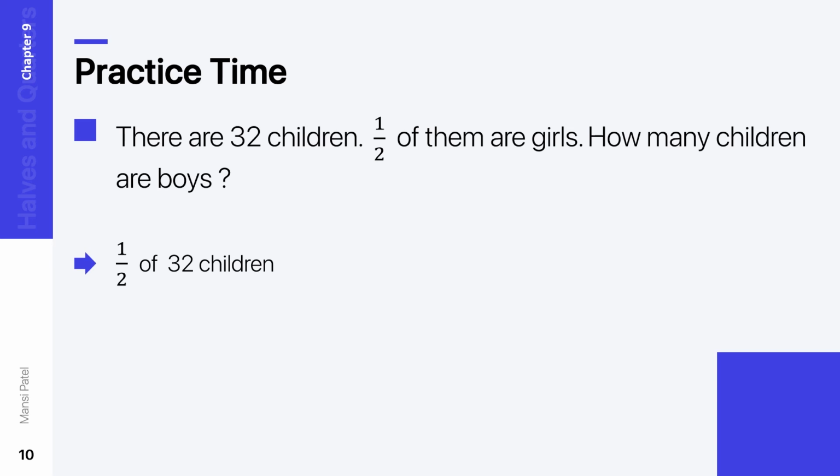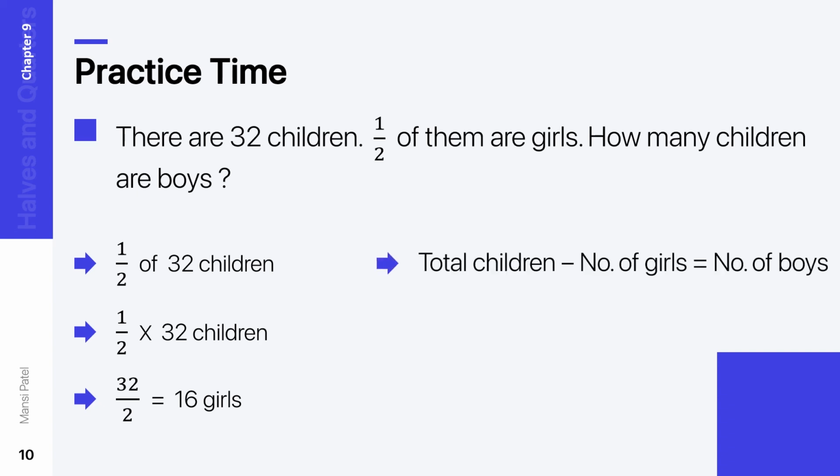So 1 upon 2 of 32 children means 1 upon 2 multiplied by 32 children. So 32 ones are 32 divided by 2. So 32 divided by 2 is equal to 16 children. And these 16 children are girls.